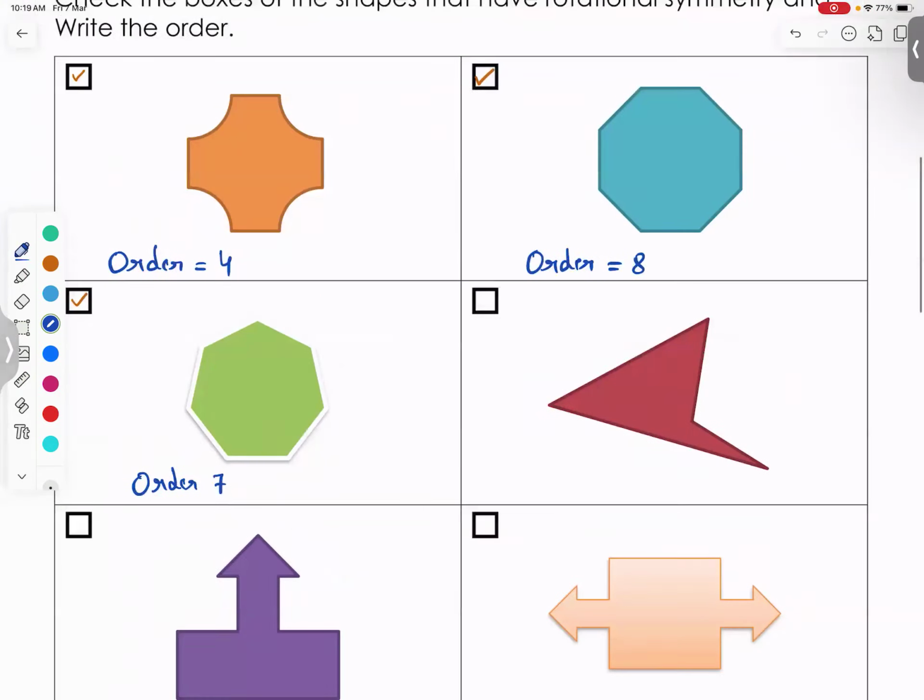Now the next one, that is this one, but this one has sides of different lengths. So it has only one rotational symmetry, which we get after a 360 rotation. I mean, pick one side and rotate the diagram through 360 degrees. Then this side comes again to this place. So that's the reason this has rotational symmetry, and the order of rotational symmetry is one only.